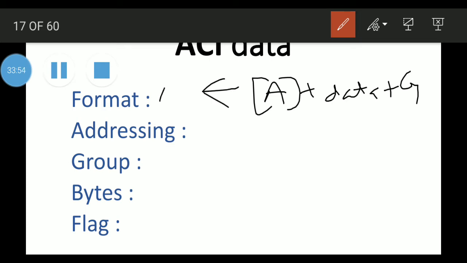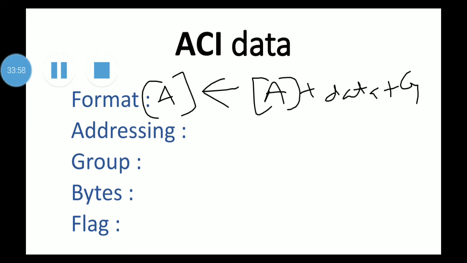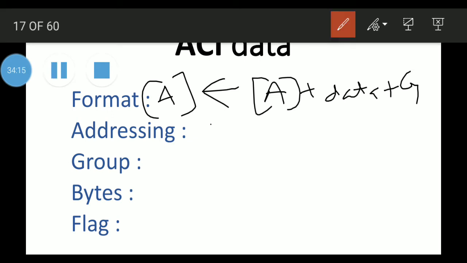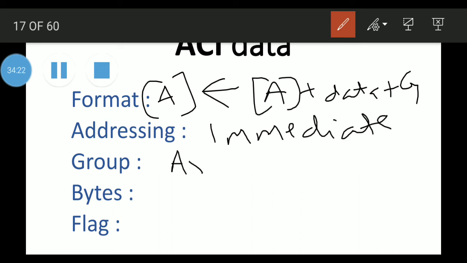This is the format. Since this instruction consists of ACI, the last letter is I, and we have data also. I've given a trick. Whenever data is specified in the instruction itself, it becomes immediate addressing mode. Immediate group, arithmetic group, all flags are affected. Bytes, it is 2 bytes.